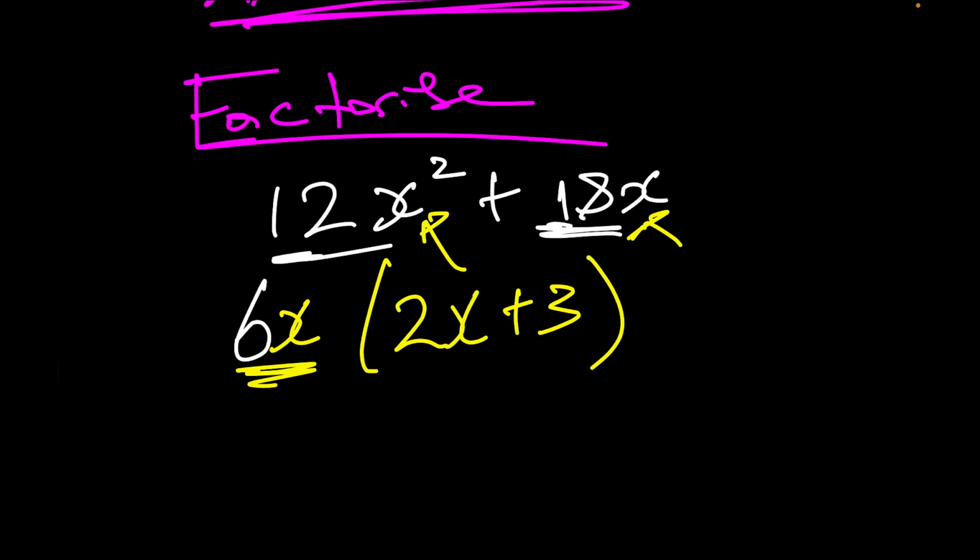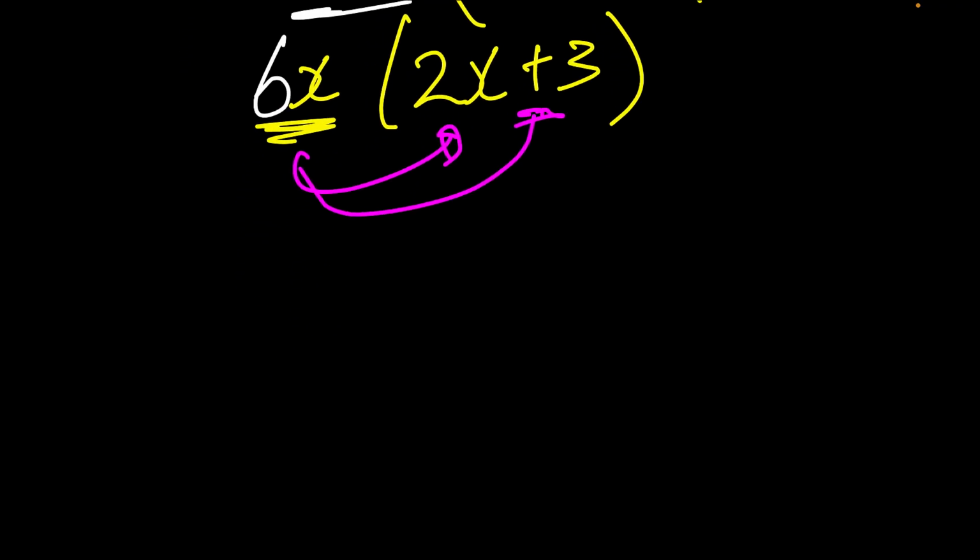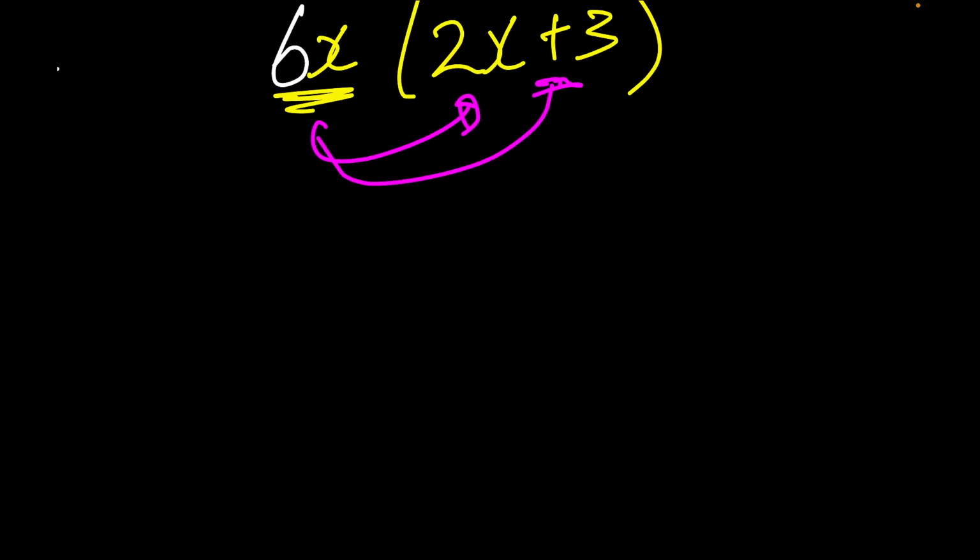And you can check your answers, because if you were to do 6x times 2x, 6 times 2 is 12, x times x is x squared. 6x times 3 is 18x. So there you go, you can actually check your answers. So let's get a little bit more decorative. And again, you will see that it's simple because you're getting it.